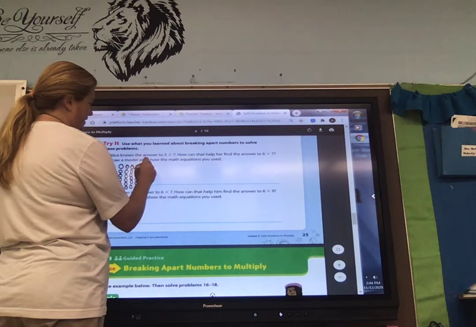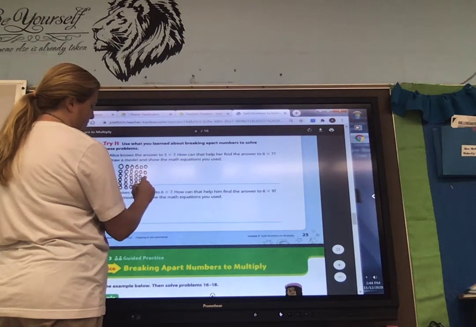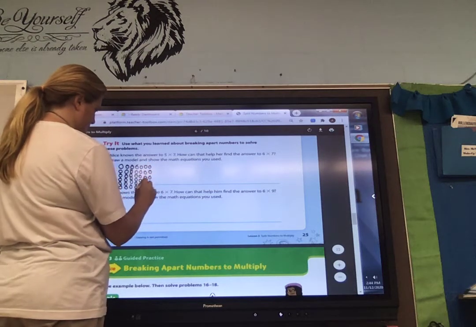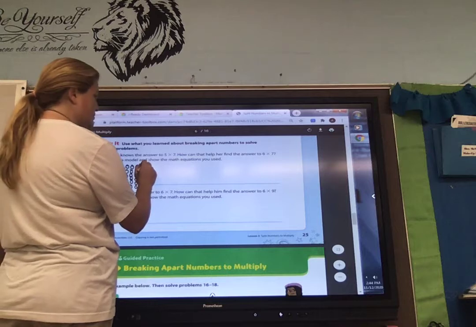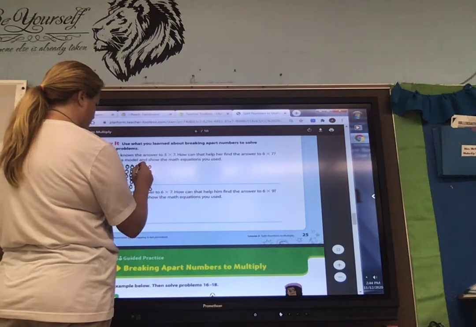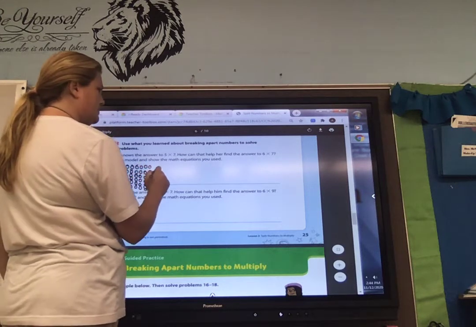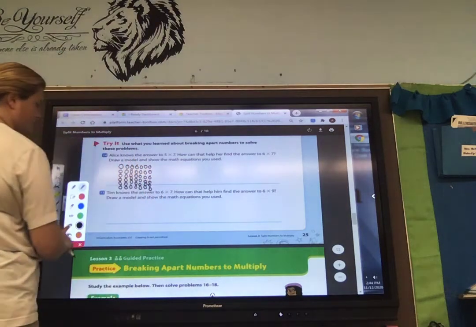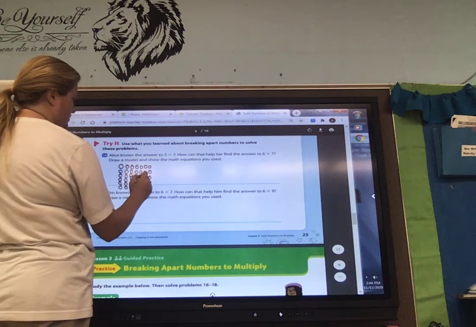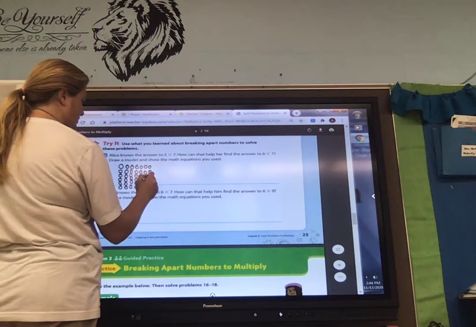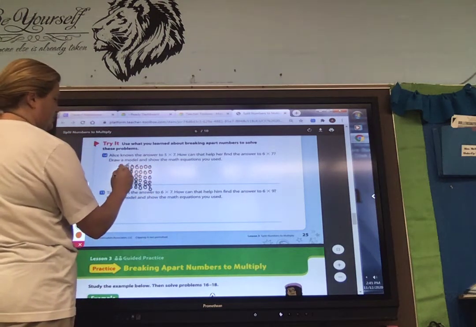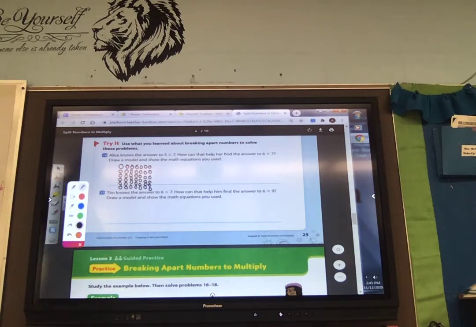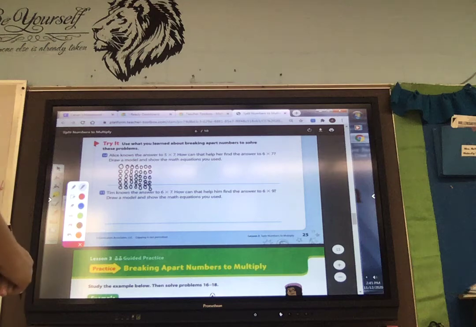1, 2, 3, 4, 5, 6. I think I missed one on this row. How many was it? Is it 6? 1, 2, 3. Yep, let me go back. I put too many, didn't I? 1, 2, 3, 4, 5, 6. 1, 2, 3, 4, 5, 6. And then we need 7. 1, 2, 3, 4, 5, 6, 7. I think I got it now. Get those 2 dots out of there. I got it. So it's 6 by 7.